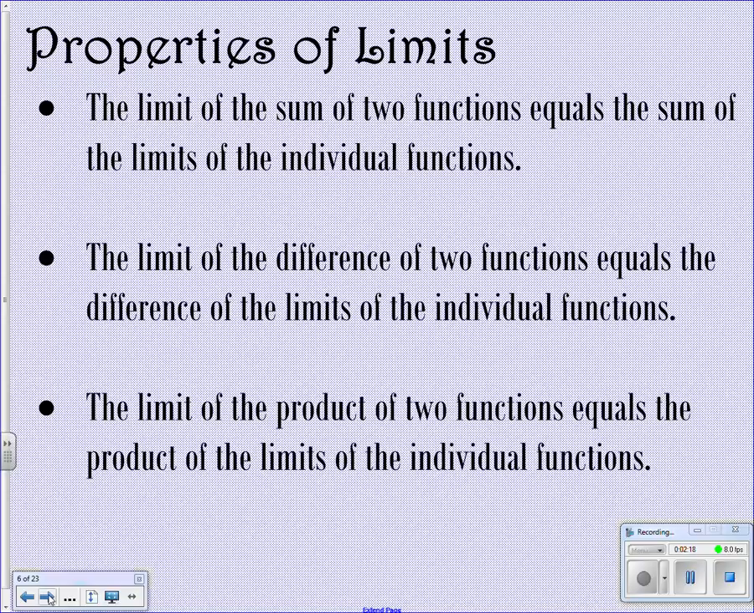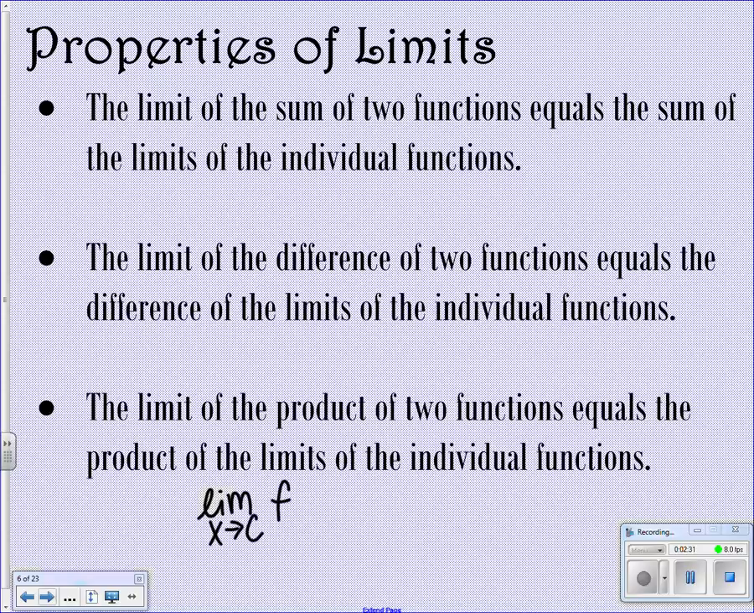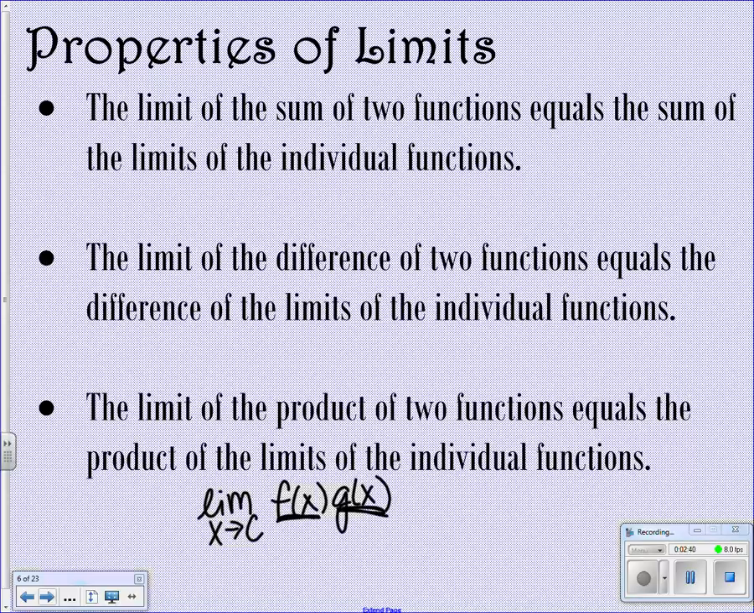The limit of the product of two functions equals the product of the limits of the individual functions. So you'll have two functions, f and g. And whatever the limit of this function is, you multiply it by the limit of that function. You'll just get the two values separately and then multiply them together.